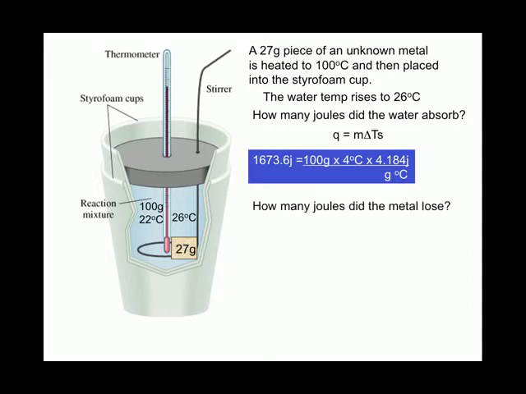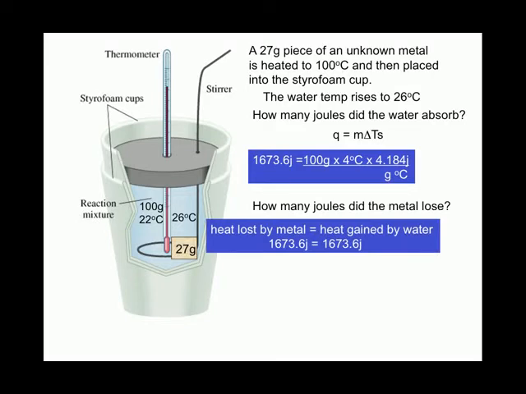How many joules did the metal lose to the water? The same thing, because heat lost by the metal equals heat gained by the water. And then lastly, what's the specific heat of the metal? Now, I would take my equation, here's my equation up here, and I would solve it for specific heat, which is S. So it's going to be Q divided by M times delta T.